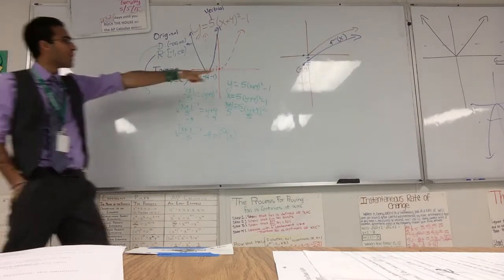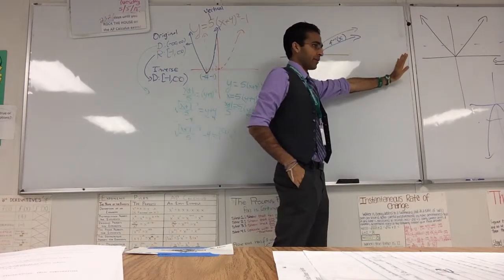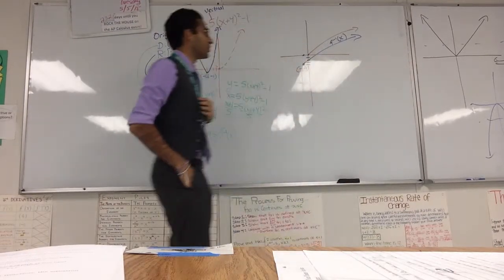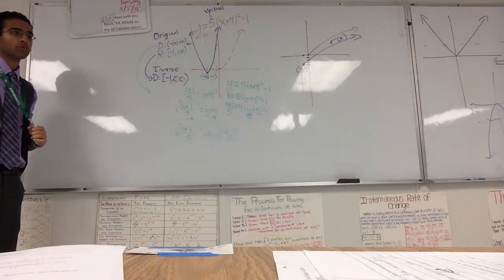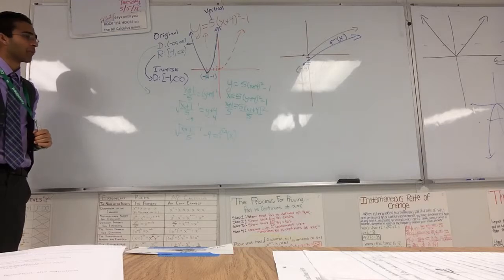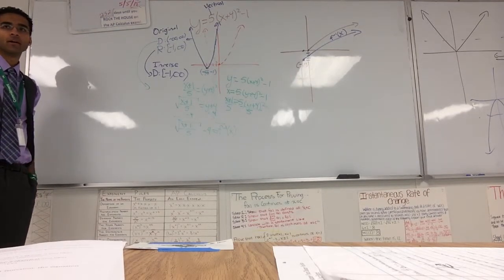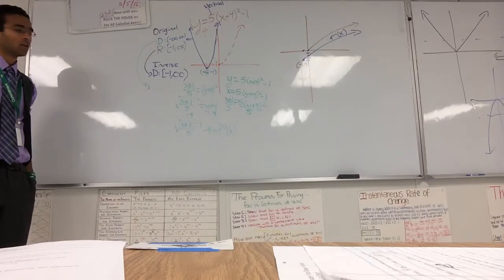Let's look. The domain of this inverse is -1 to infinity. What is the range of the inverse? What's the range of the purple graph? What is the range? -4 to infinity. Right.